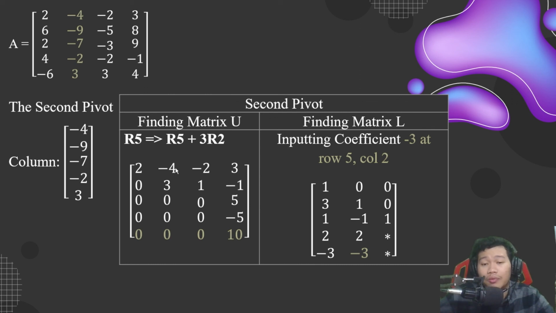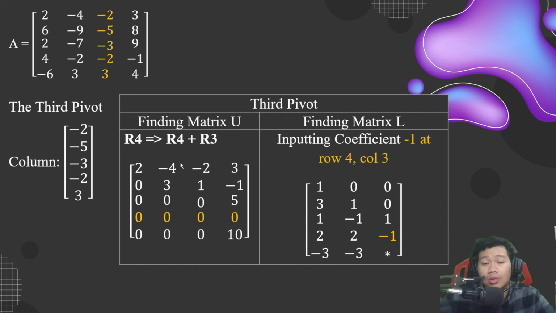Next is the last pivot, the third pivot. Since the question is only asking for the matrix L with 5 rows and 3 columns, this is the third pivot: -2, -5, 3, -2, and 3. And then how to make it into 0? This is the way. By adding R4 with R3, since the coefficient here is plus, we need to put the negation of this one, which is -1, at row 4 column 3 in the matrix L.